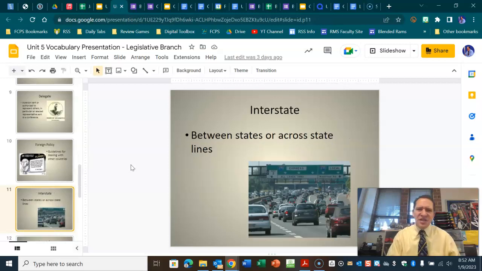The next is interstate. I already mentioned that one. Between states or across state lines. So anything dealing with multiple states and how they interact with each other would be a power of the legislative branch, because it's a national power, federal power. It's not a state power dealing with multiple states.